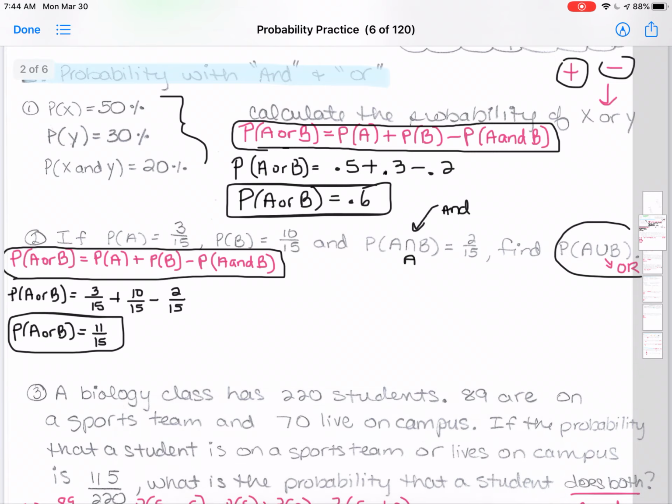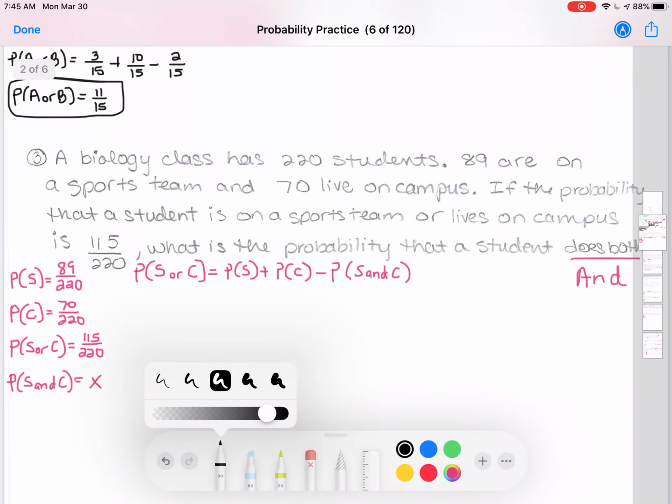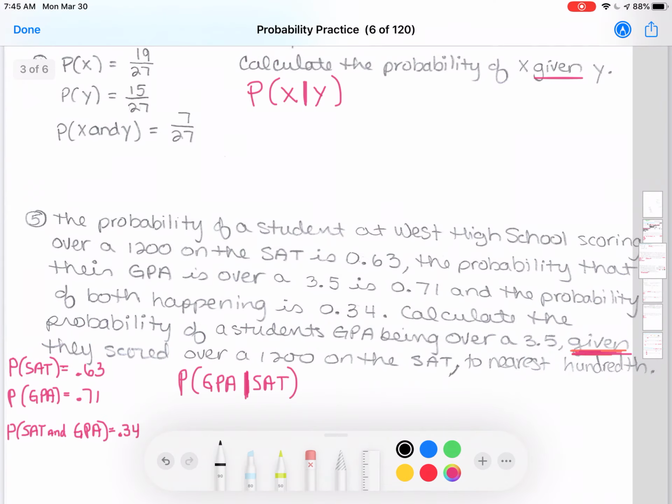Okay, number 3. So number 3 is one that's been on the Regents a couple times. So it says here a biology class has 220 students, 89 are on a sports team, 70 live on campus. If the probability that a student is on a sports team or lives on campus is 115 out of 220, what is the probability that a student does both? Okay, so both is and.